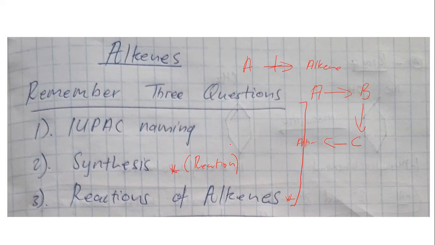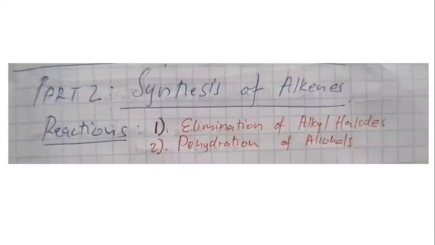So remember, these are 3 questions that we need to answer by the end of this chapter. Synthesis: what are the reactants that interact to form the products which are alkenes? So now let us go through part number 2 and part number 3. But firstly, today in this video, I'll be discussing synthesis. Now, part number 2, which is the synthesis of the alkenes.